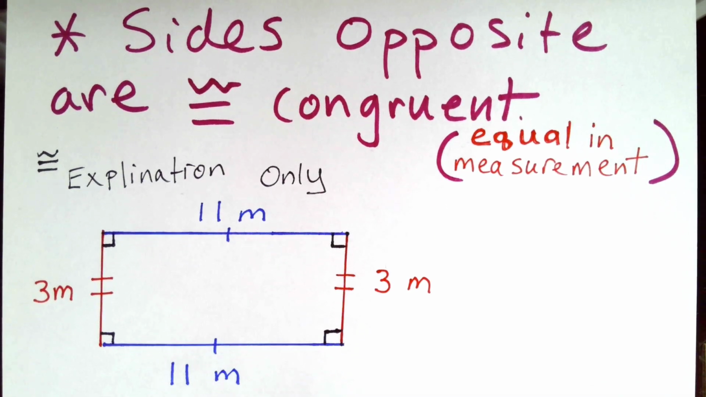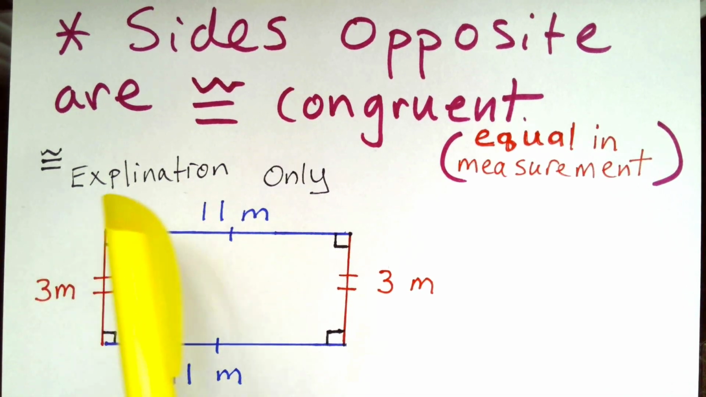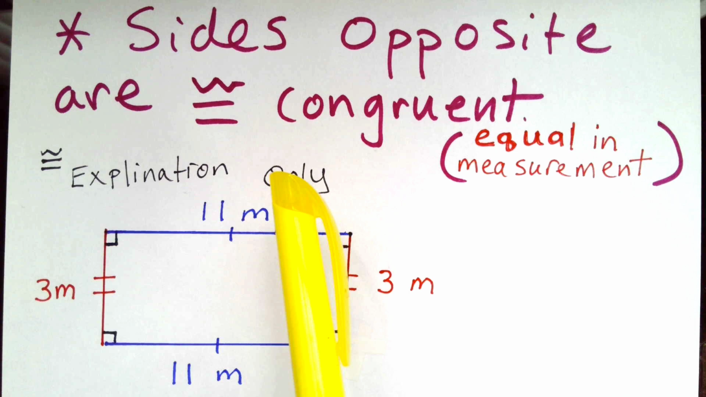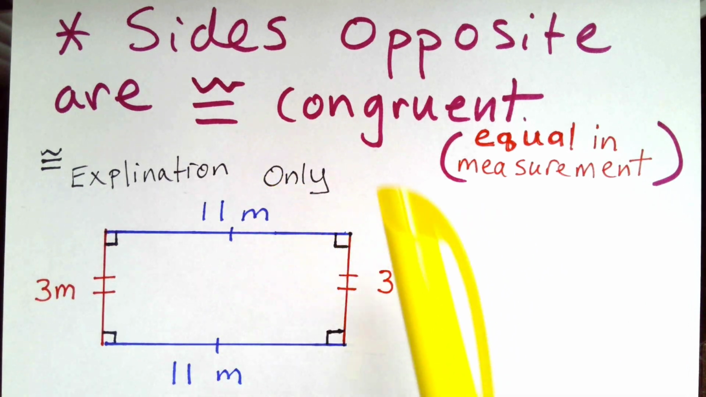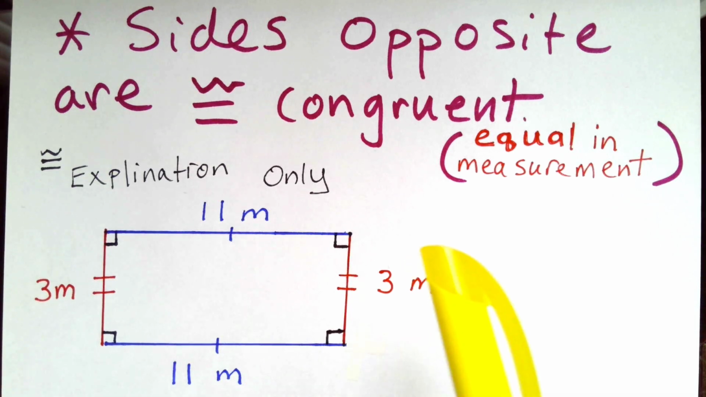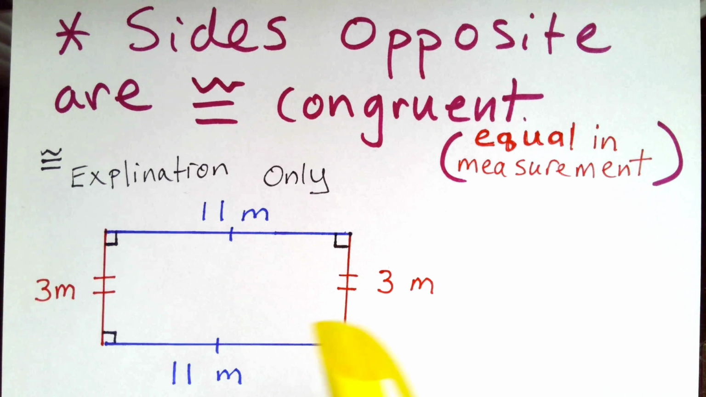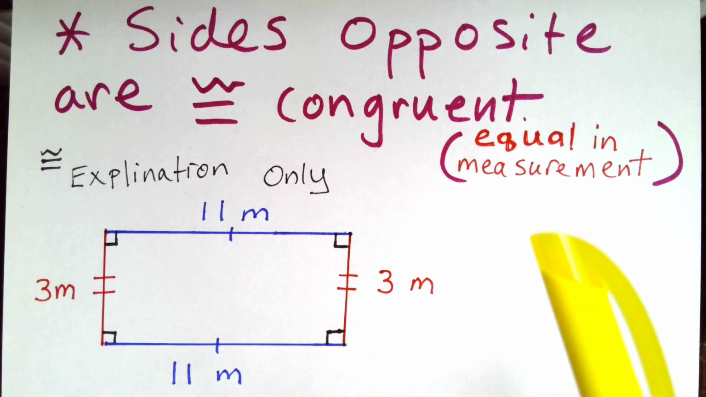Now, I have an example of a rectangle here below, and this is only to explain congruencies. This has very little to do with the actual math portion of the problem. Again, I'm just explaining congruencies using this particular shape.